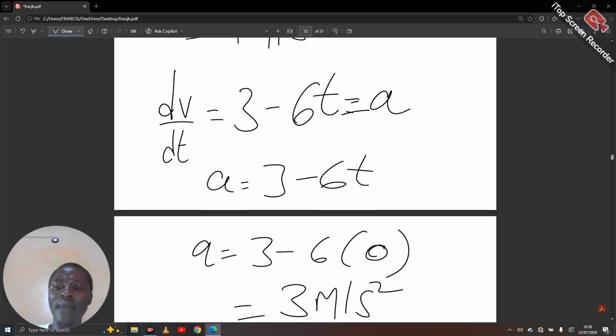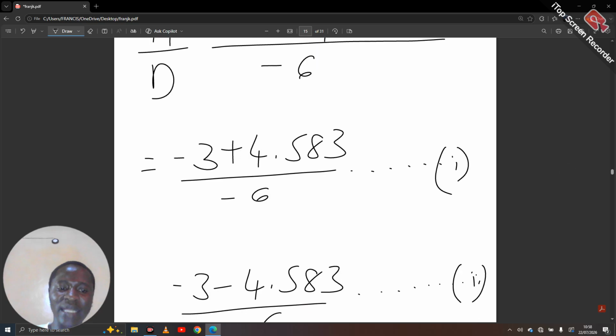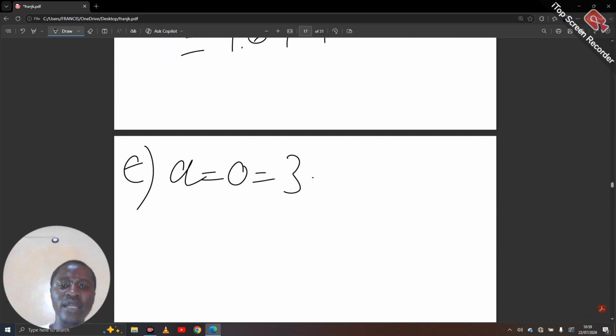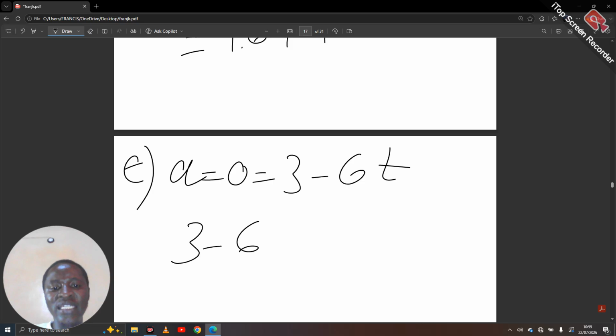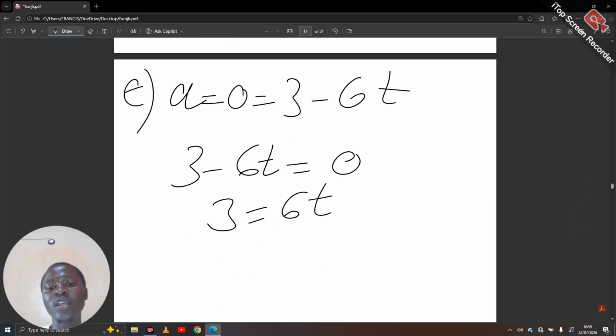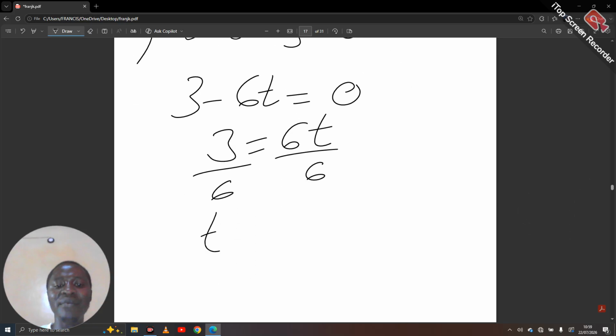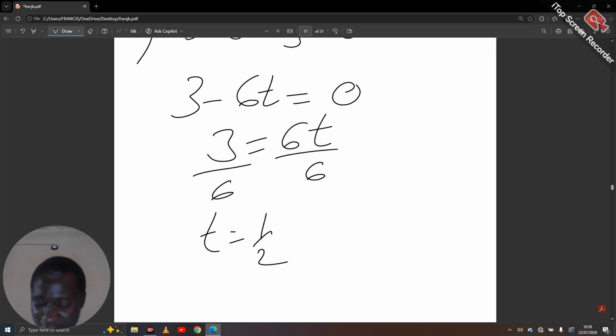A equals 3 minus 6t. So acceleration is 3 minus 6t, so let us get the time. That is 3 minus 6t equals 0, 3 equals 6t. Divided by 6, our time is what? It's a half. Time is half. So remember, it is this time that we shall use to get the maximum speed attained.